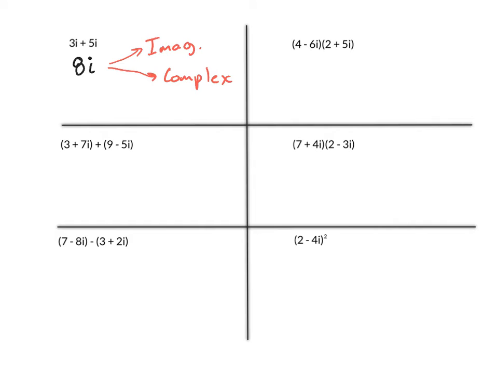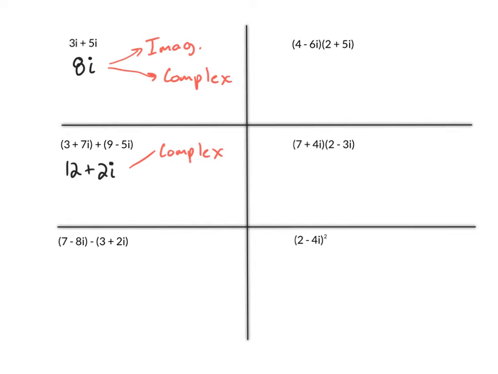Whenever you're adding complex numbers, you just add together the like terms. So you're adding the real parts together, adding the imaginary parts together. So 3 plus 9 gives me 12. 7 plus negative 5 gives me 2, or 2i. So again, if we want to classify, we actually only need one line. It's just a complex number because it has a real part and an imaginary part.